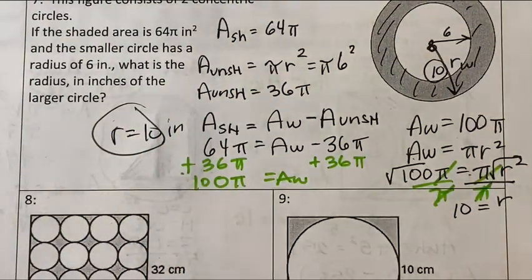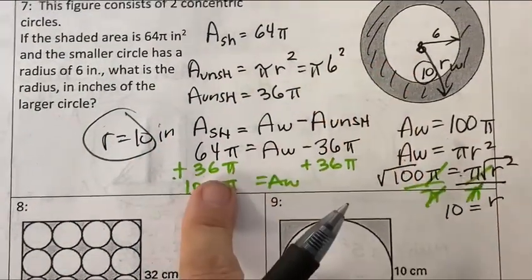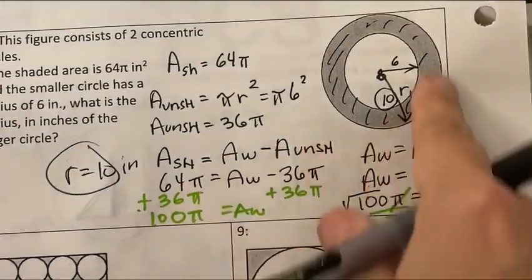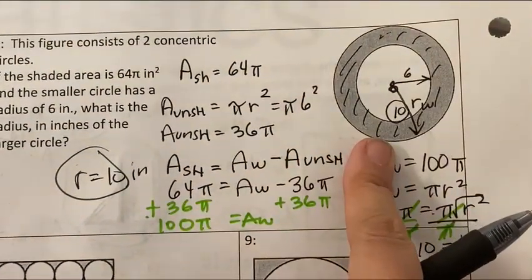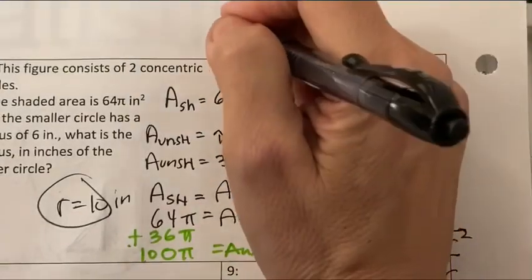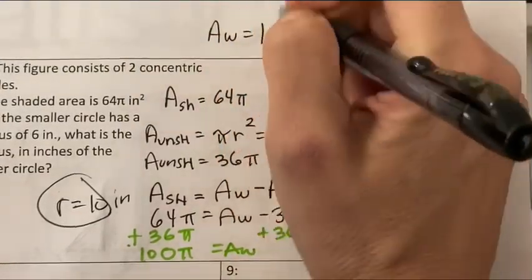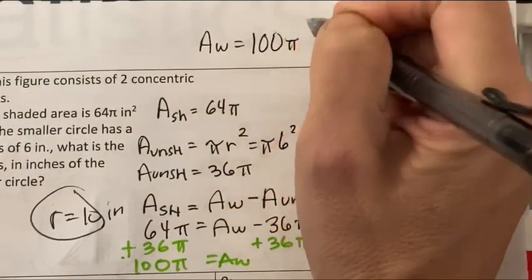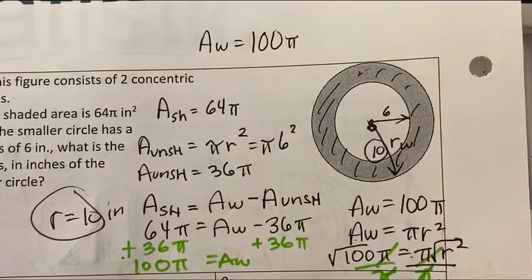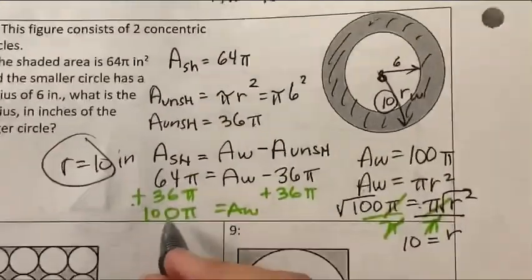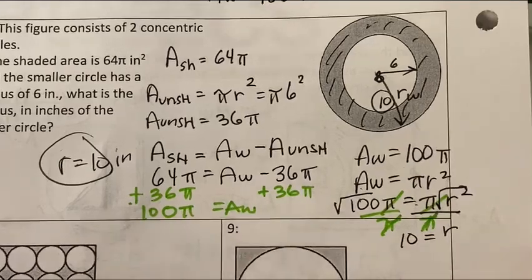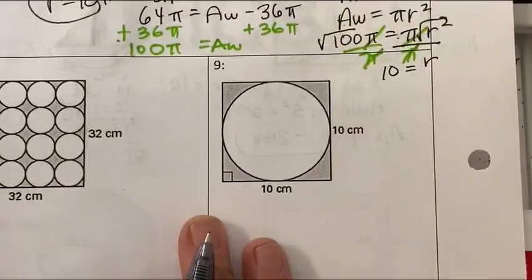So let's think about this for a minute. Now if we work the question forward, if the radius of the whole thing is 10, then the area of the whole thing would be 10 times 10 pi, or 100 pi, right? And that's exactly what we got. The area of the whole thing has to be 100 pi, so the radius had to be 10.